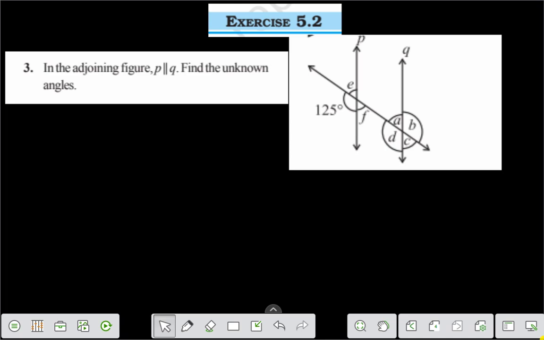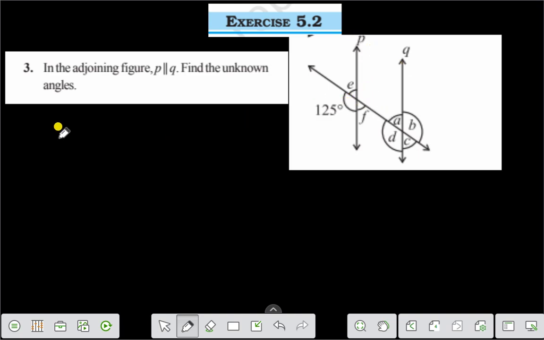Let us find the various angles. Here you see this angle is 125 degree. This is angle E. This is angle F. This is angle A. This is angle B. This is angle C, and this is angle D. P and Q are parallel lines, and this line is the transversal. Right? First of all, we have to identify this one.